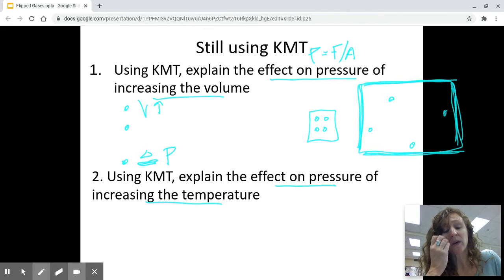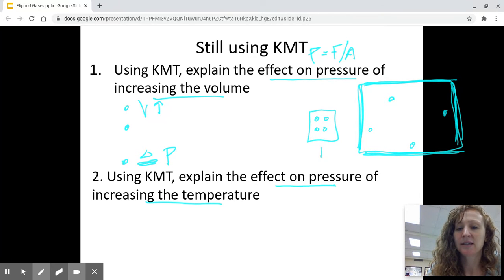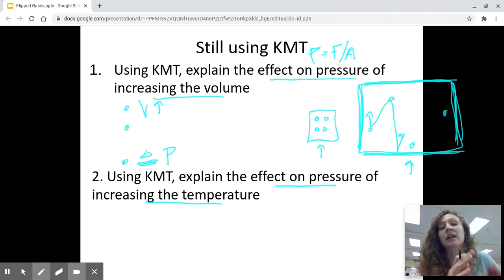Okay, so really what we want to describe here is how the collisions are changing between my smaller box and my larger box. In my larger box, the molecules are going to have to travel farther before they collide with a wall, or they're going to have to travel farther before they collide with another molecule. So the length between collisions is going to increase. The time between collisions is going to increase. So what we're going to see is fewer collisions per unit time, which means pressure is going to decrease.